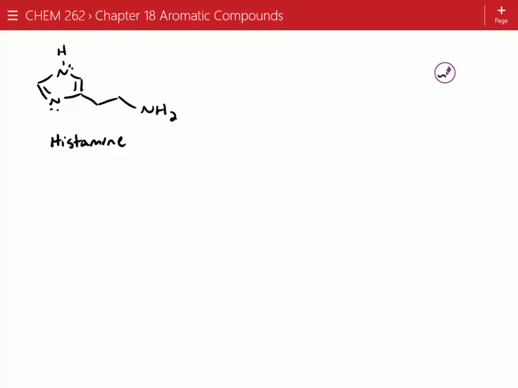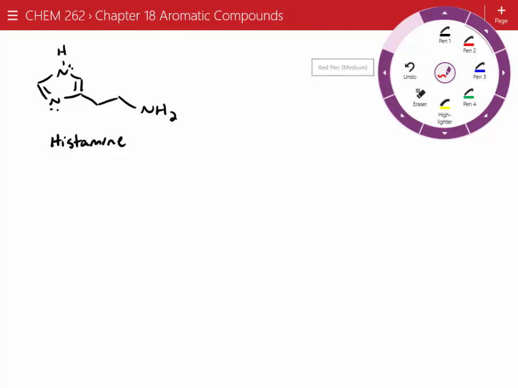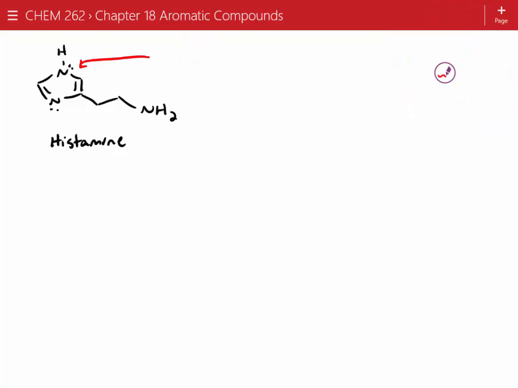Is the top nitrogen? Yes. Why do you guys say that? Exactly. The hydrogen that's bound to that top nitrogen is in the sp2 orbital, which means that lone pair can occupy a p orbital. So if we look at this one, this lone pair is in a p orbital. What about this lone pair? What's it in? It's in an sp2 orbital.